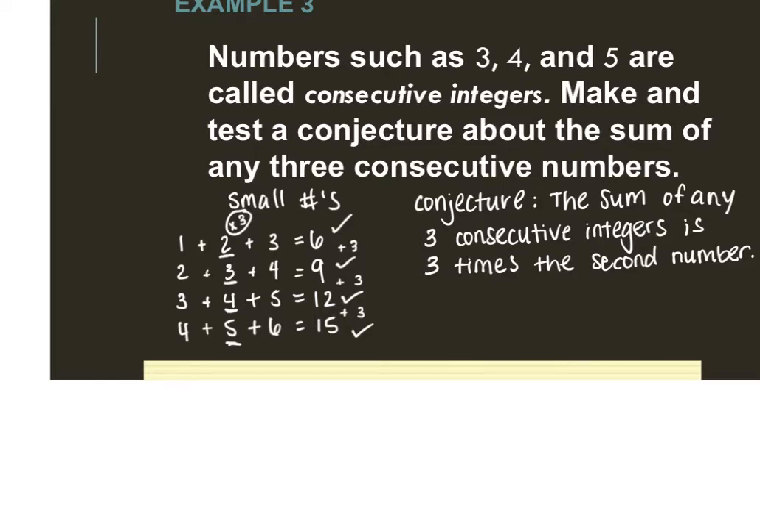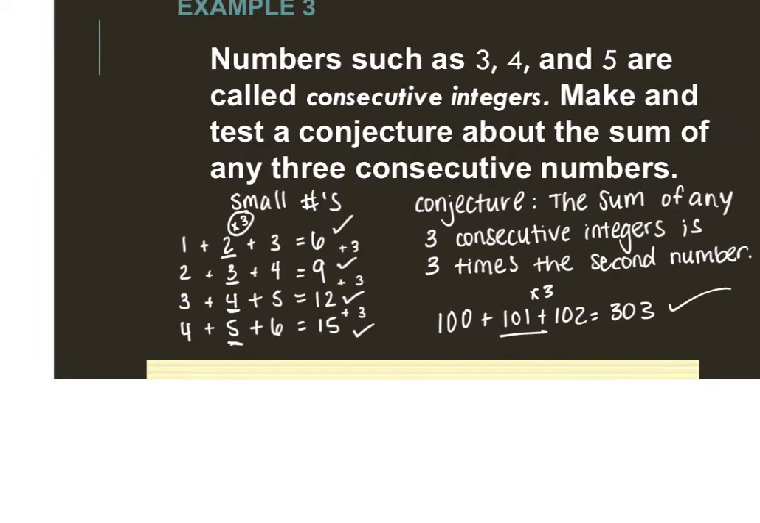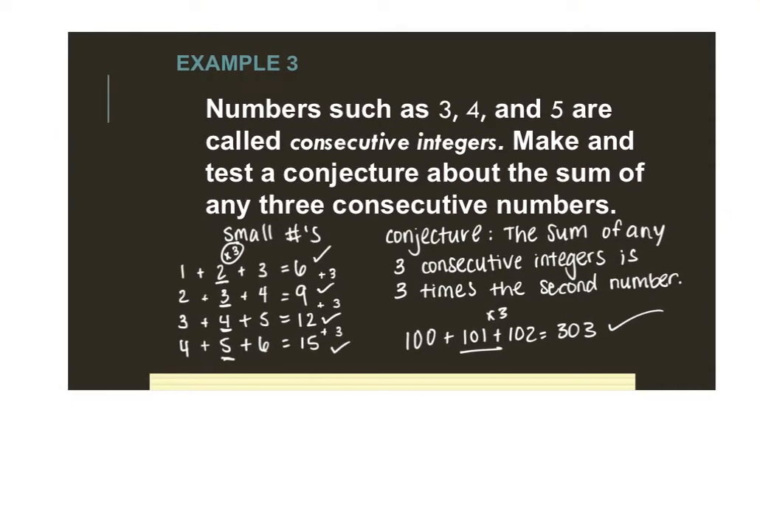Now, you can also try it for larger numbers. So let's take 100 plus 101 plus 102. We would get 100 plus 101 is 201, plus 102 is 303. If you took 101 and multiplied it by 3, you would get 303. That one makes sense too. So I'm just showing you that it is a valid pattern, and it works for lower numbers, it works for larger numbers. It's safe to say it works.